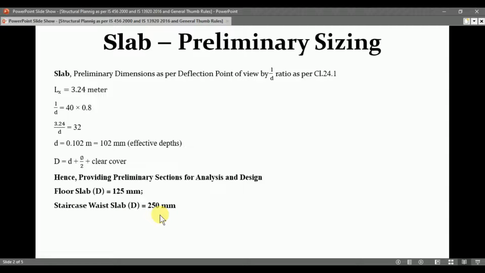The live load taken into consideration over the staircase is more as compared to the floor slabs. Hence we are taking the waist slab depth more as compared to the floor slab. The thickness and all other aspects of the staircase waist slab will be discussed while designing the staircase.